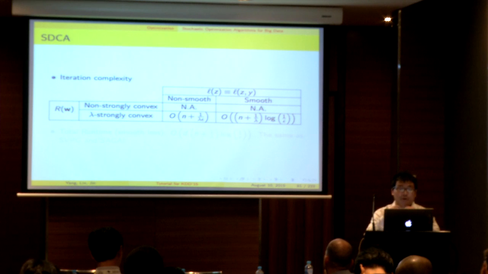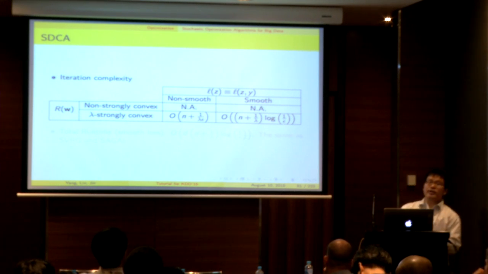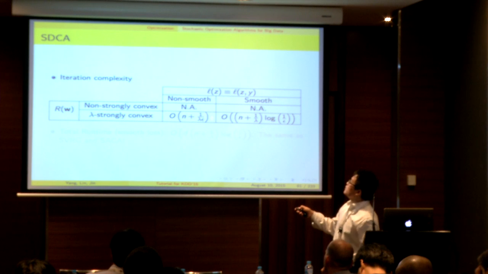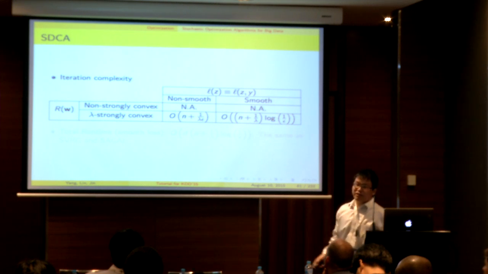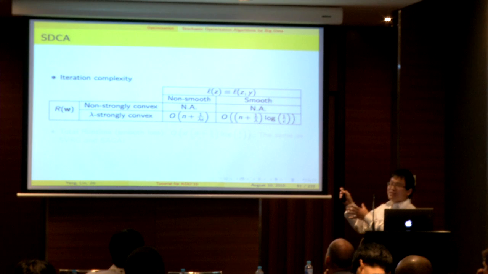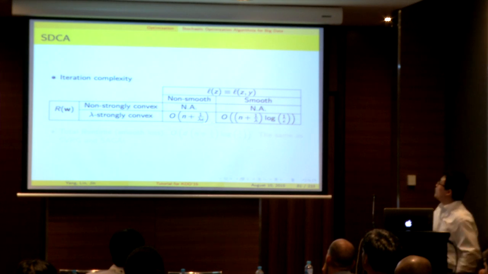So here's the summary for SDCA, stochastic dual coordinate ascent. You can see it's not always applicable. If your problem is non-strongly convex, then unfortunately you cannot use that. So this method basically requires a regularization term. However, the good thing is that it doesn't matter whether the problem is smooth or non-smooth in this sense. But the complexity depends on the smoothness.